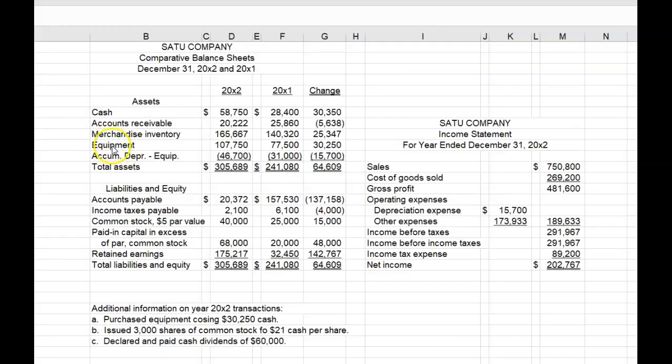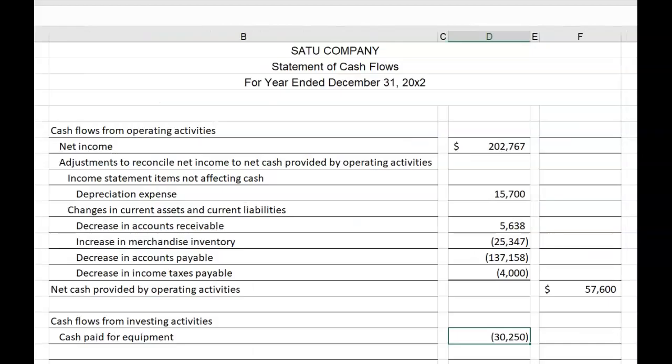And that's the only long-term asset. We've already taken care of the depreciation expense in our operating section, so we don't need to do anything with accumulated depreciation. So that's the end of the investing section. We can get some totals. Net cash used in investing activities then is $30,250 in brackets because cash was used.